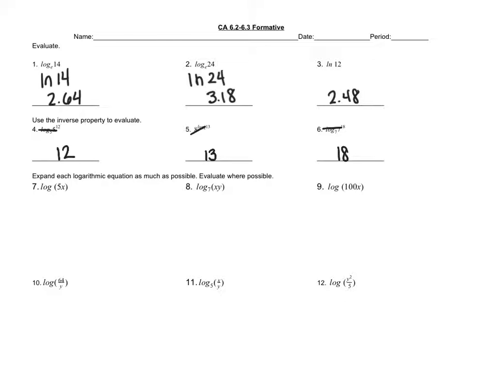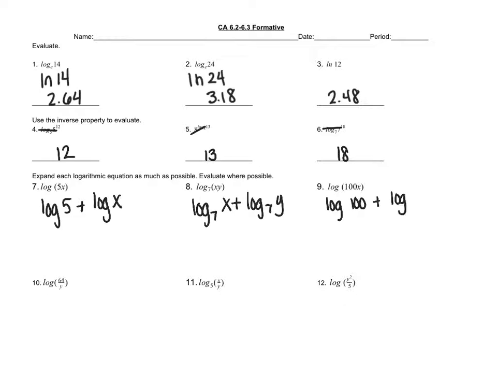Remember, when you're expanding logs, you're doing multiplication expansion with a plus sign, division expansion with a minus sign. So for this, it's log 5 plus log x. For this, it's log 7x plus log 7y. For this guy, it's log 100 plus log x.